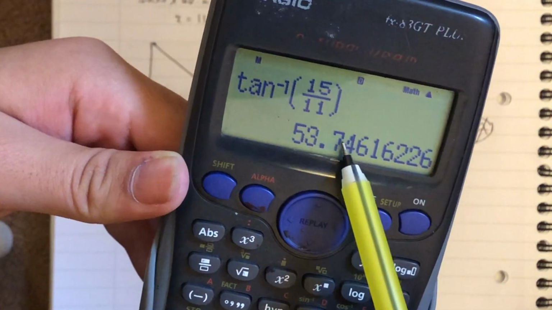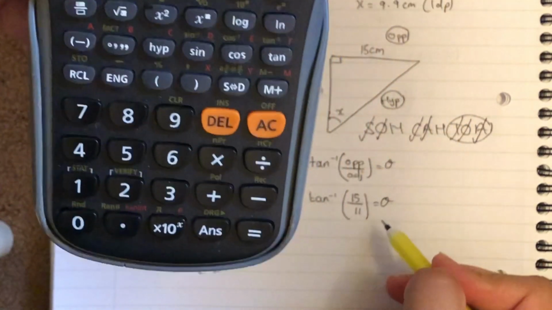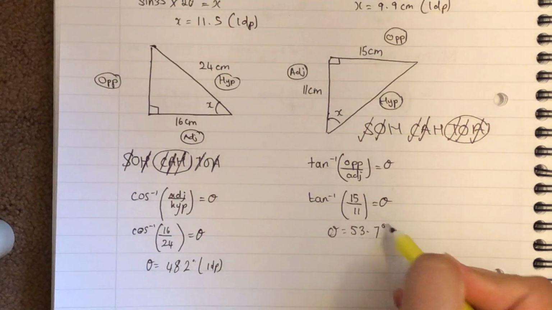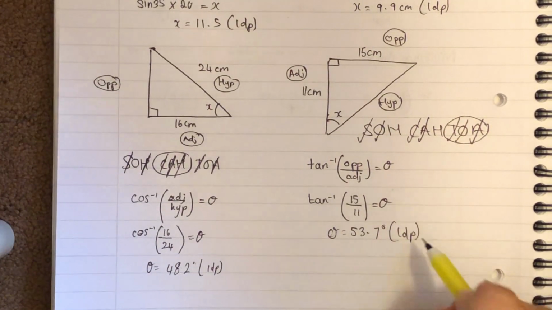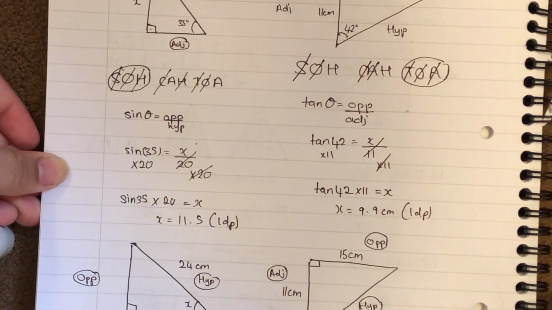Now the number after the first decimal place is smaller than 5, so it stays the same, and your angle will be equal to 53.7 degrees to 1 decimal place. Okay, so this is how to work out a missing angle in trig.